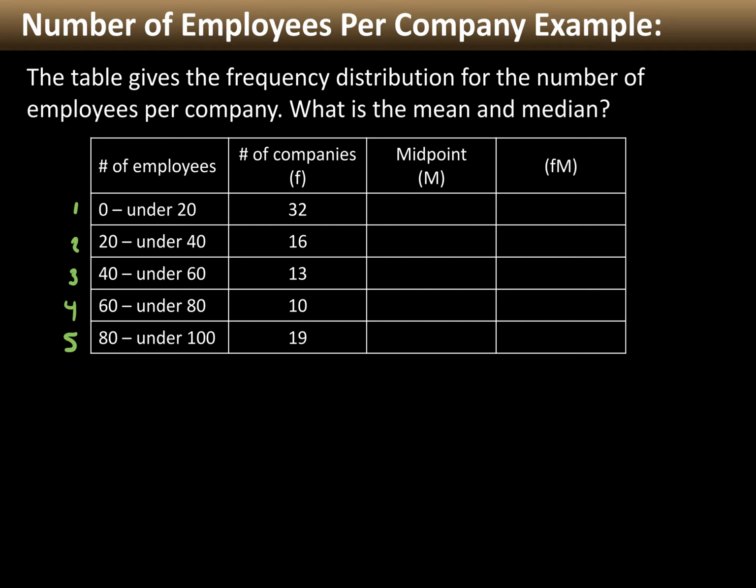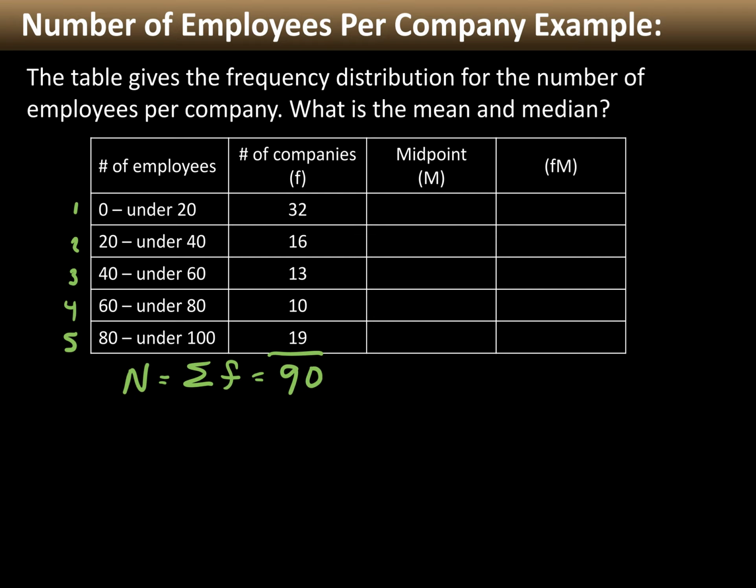Now let's assume this is a population. So we will take the sum, the total number of observations in this data set. We add up the frequencies, so total frequencies comes to 90. You can check that.